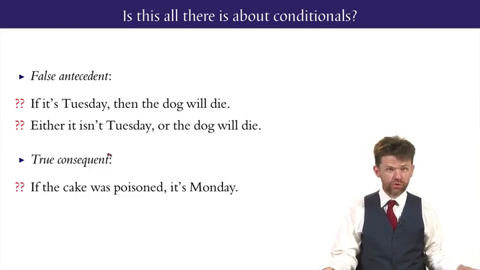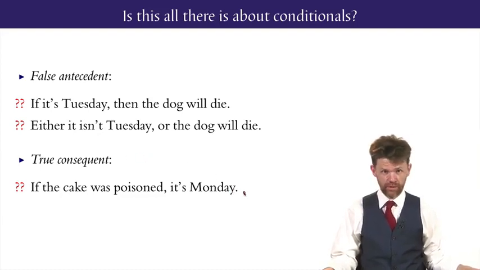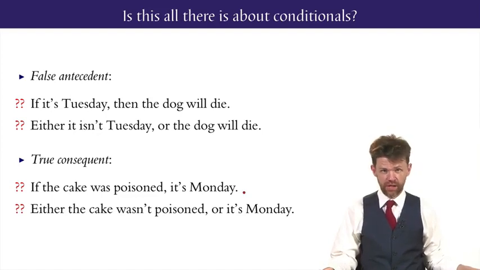The same goes in the true consequent case. In the absence of knowing somebody's schedule for poisoning cakes, I'm not going to say that if the cake was poisoned, it's Monday, even if I actually know it's Monday, and so the truth table tells us that this conditional would be true because it's got a true consequent. Similarly, I'm not going to assert the disjunction, either the cake wasn't poisoned or it's Monday. We'd say the more specific thing, it's Monday. But looking back at these two statements, on a Monday, I'm inclined to agree that the disjunction is true, but it's not the kind of thing that you'd say because there's something more specific to say. But I'm much less inclined to agree that the conditional is true.